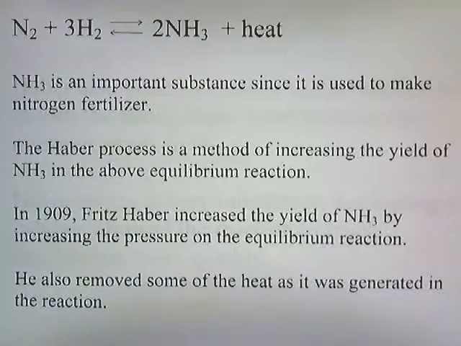NH3 is an important substance since it's used to make nitrogen fertilizer. The Haber process is a method of increasing the yield of NH3 in the equilibrium reaction. In 1909, Fritz Haber increased the yield of NH3 by increasing the pressure on the equilibrium reaction. And he also removed some of the heat as it was generated in the reaction.